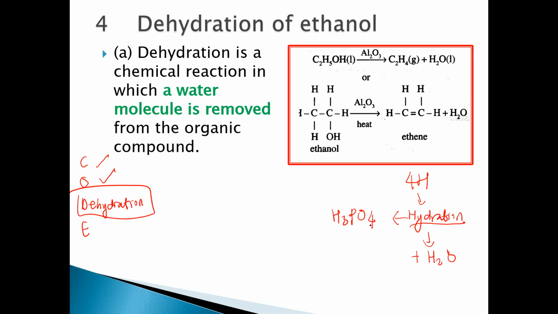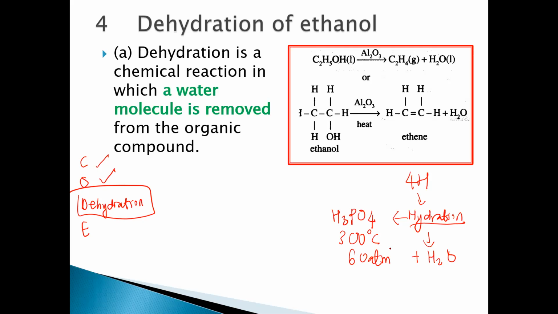How many degrees Celsius? 300. I'm using 300 degrees Celsius. And what is my atmospheric pressure? 60. 60 atmospheric pressure. Those answering the teacher are the ones who did it, that's why they can remember.